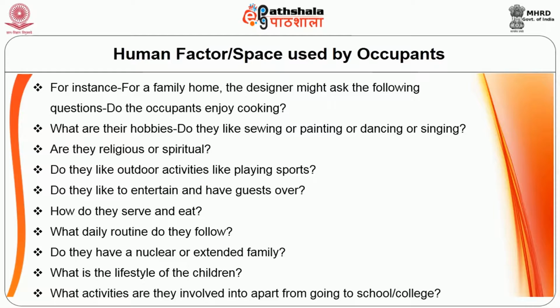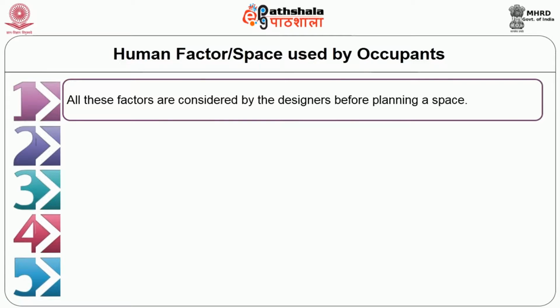That is, do the occupants enjoy cooking? What are their hobbies? Do they like sewing or painting or dancing or singing? Are they religious or spiritual? Do they like outdoor activities like playing sports? Do they like to entertain and have guests over? How do they serve and eat? What daily routine do they follow? Do they have a nuclear or extended family? What is the lifestyle of the children? What activities are they involved in apart from going to school or college? All these factors are considered by the designers before planning a space.